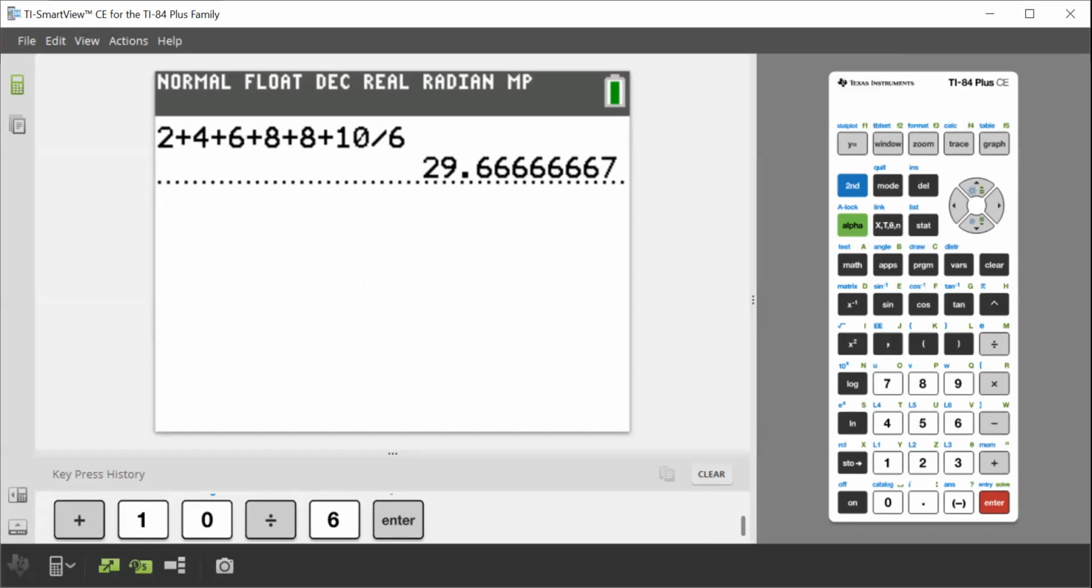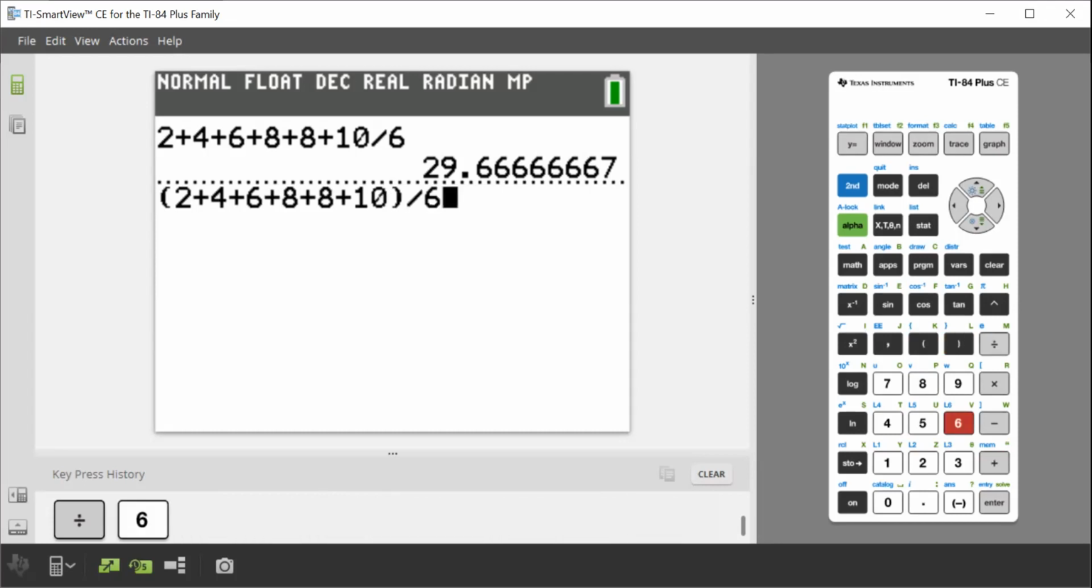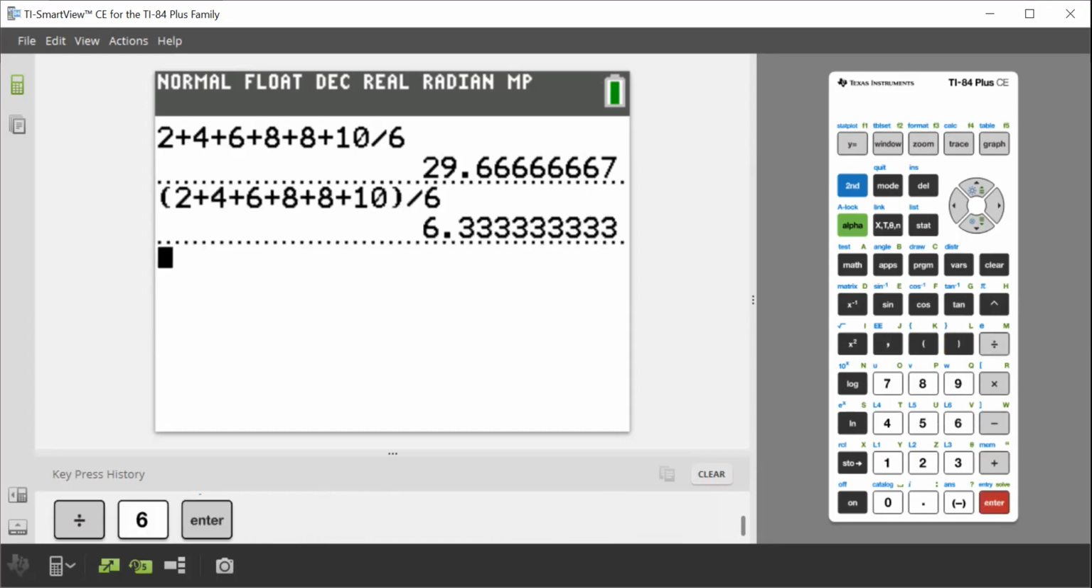So what went wrong? If you have a TI-83, friends, you need to put parentheses around whatever you're going to be dividing by. See what I did there? I added in my parentheses. Now I'm going to get a number that makes sense. So my average is 6.3 repeating. That's how I would input it if I had a TI-83.